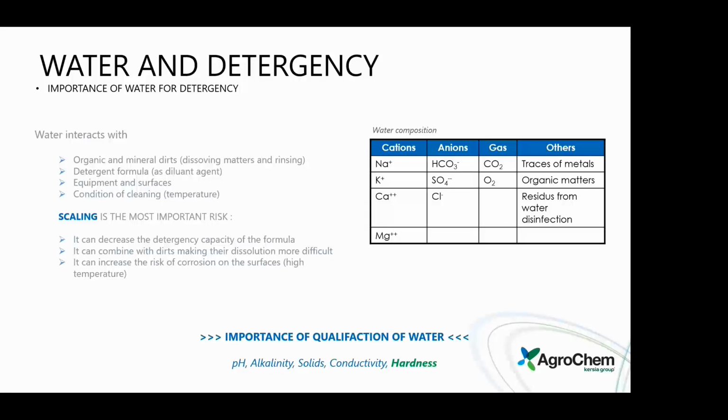Scaling is the biggest risk when it comes to water. That, of course, is coming from our hard water situations and minerals and buildups that we have in there, and it can decrease the detergency capacity of any formula. So we want to make sure we're following what we've got in the water for hardness and what could be causing scaling. It combines with dirts, making their dissolution more difficult, and it can increase the risk of corrosion on surfaces because of that high temperature. So again, we want to go after that scaling and keep it to a minimum. And how do we remove the scaling when it comes right down to it?